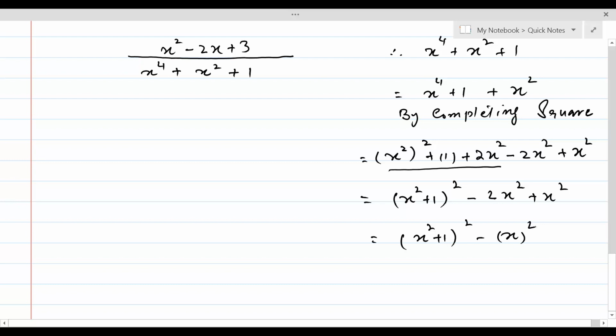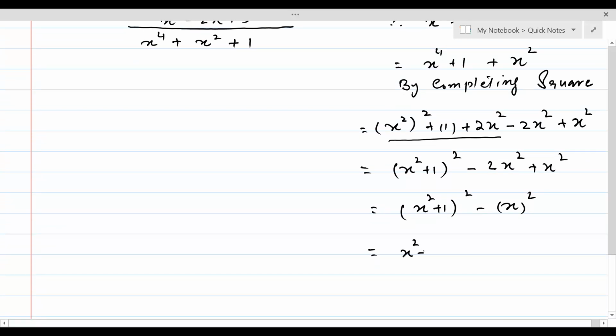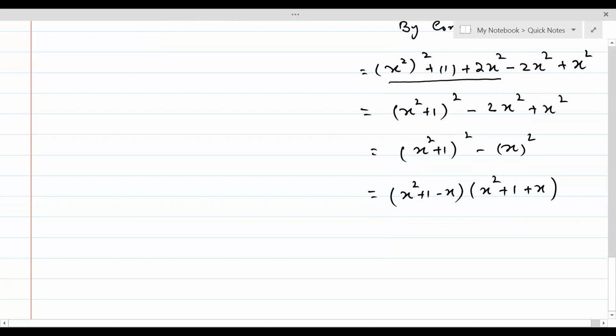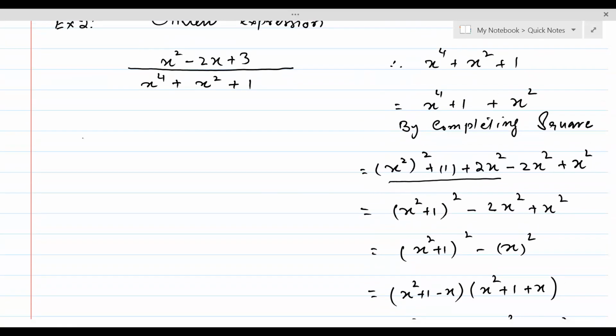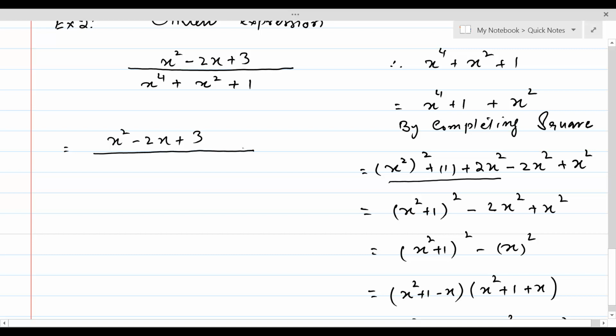So now we can use the formula a square minus b square equal to a minus b into a plus b. So this will be equal to x square plus 1 minus x into x square plus 1 plus x. Or if we write it in descending order, we can write x square minus x plus 1 into x square plus x plus 1. So the denominator is now factorized. The expression is x square minus 2x plus 3 divided by x square plus x plus 1 times x square minus x plus 1. So x4 plus x square plus 1 is product of two quadratic factors.